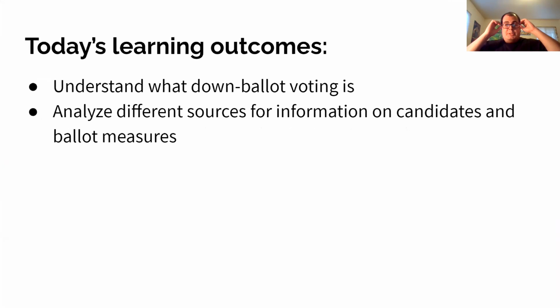For today, I just want to talk quickly about what down ballot voting is. This is a term you might have heard before, and I'll briefly go over what it means at the beginning. Then I'm going to show you some different sources you can use to research what you'll be voting on. There's going to be a lot of things on your ballot coming up. Maybe you've already begun to fill out your ballot, or maybe you're still not quite sure where to begin. I hope this workshop is helpful regardless of where you're at in the voting process.